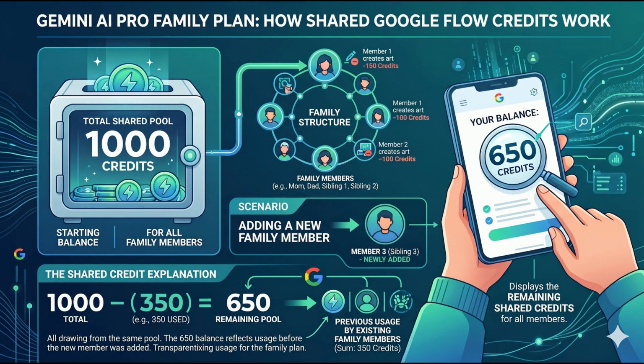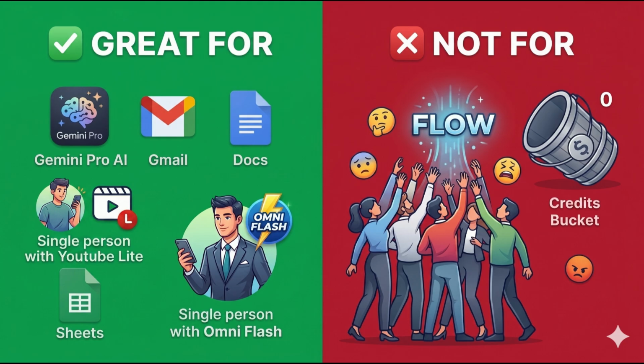A new account at the Pro subscription level should start with 1,000 flow credits. And since it only has 650, that means all credits are being shared between all members on the family plan. So if you have multiple people in the family trying to create digital content, you're going to go through your credits very, very quickly. And it matters because it changes who this plan is actually for.